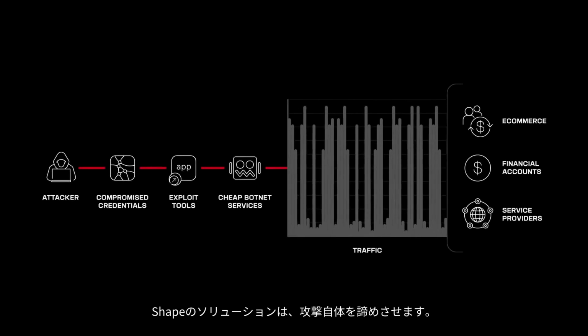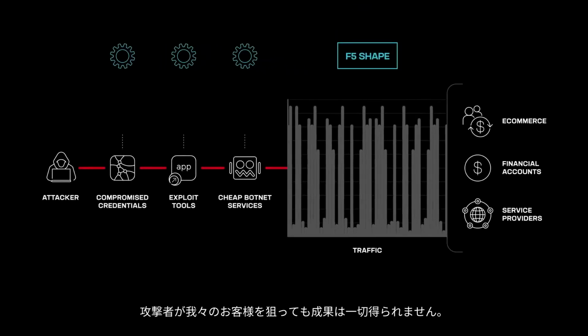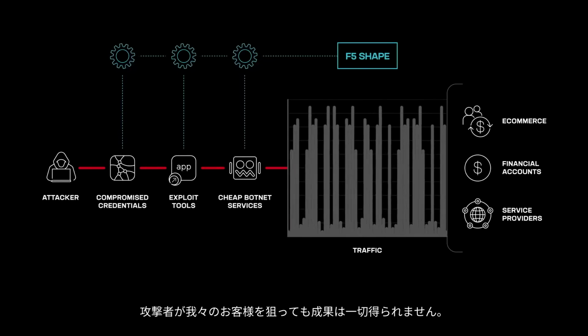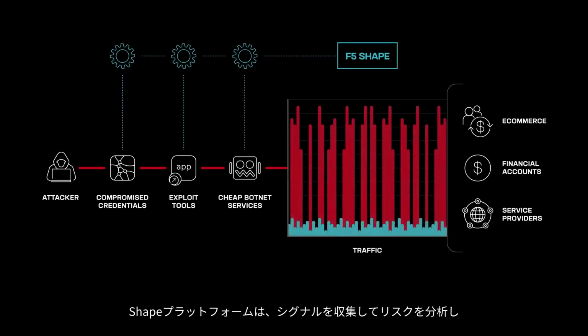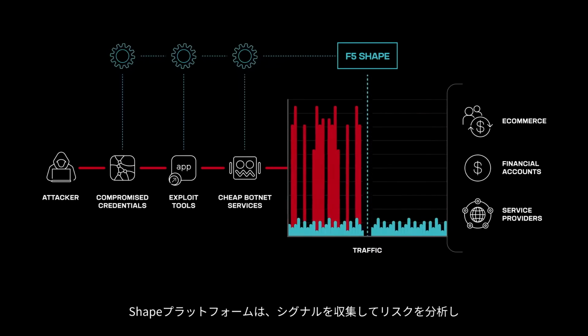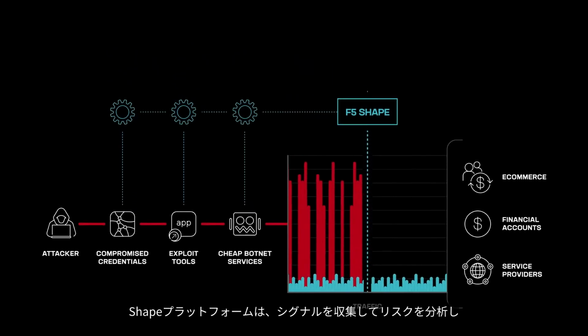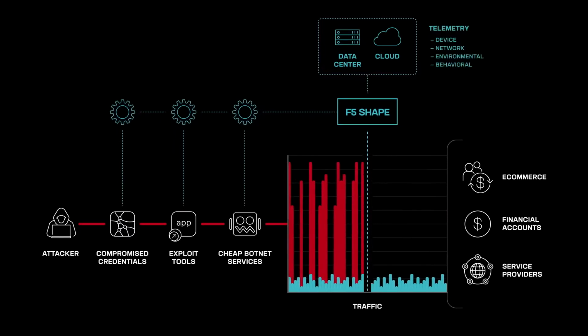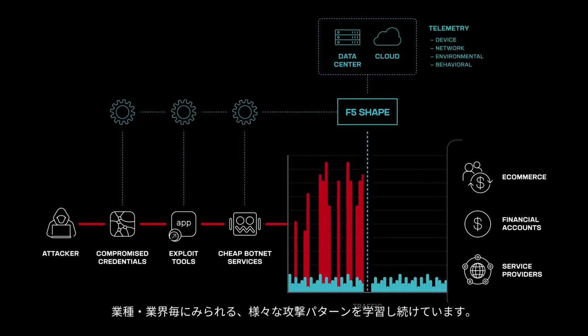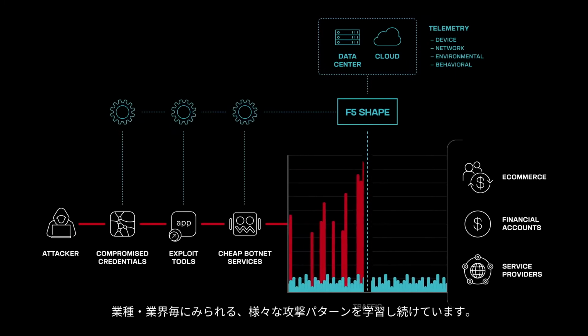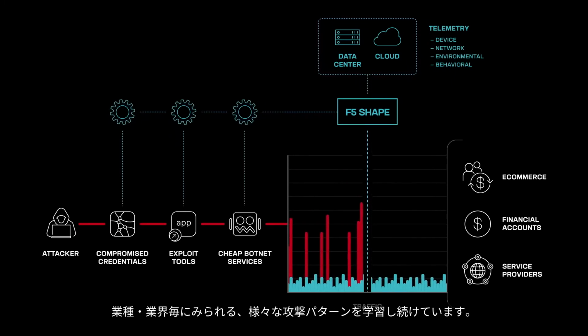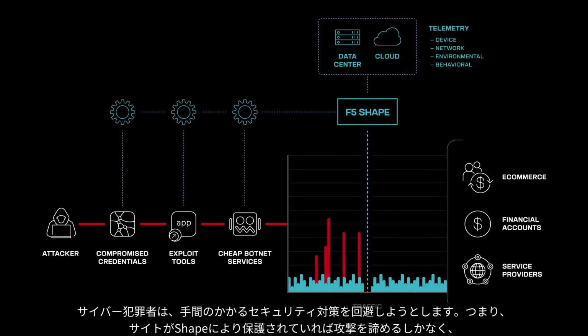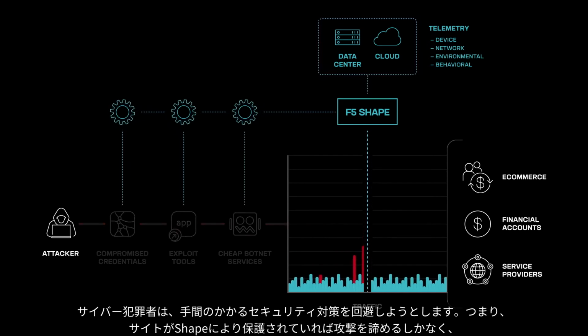The Shape solution is making sure that attackers get no return on their investment, especially when they're targeting one of our customers. The Shape platform works by collecting and analyzing telemetry signals and learning normal and malicious patterns for organizations of similar attack profiles, risk surfaces, and industry verticals, with the assumption that motivated cyber criminals will try to circumvent all security countermeasures. By making things difficult, we encourage them to abandon their attacks and find an easier target.